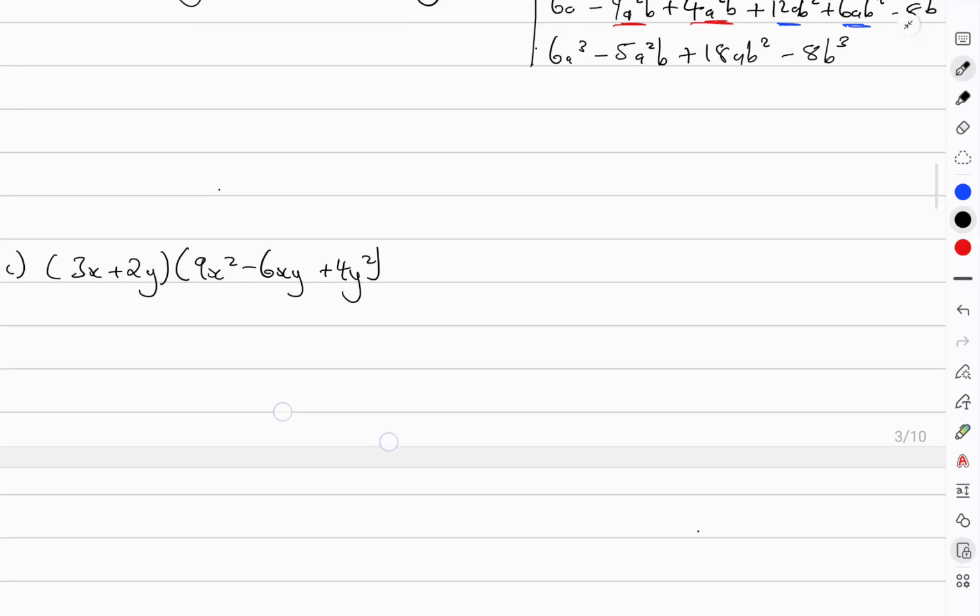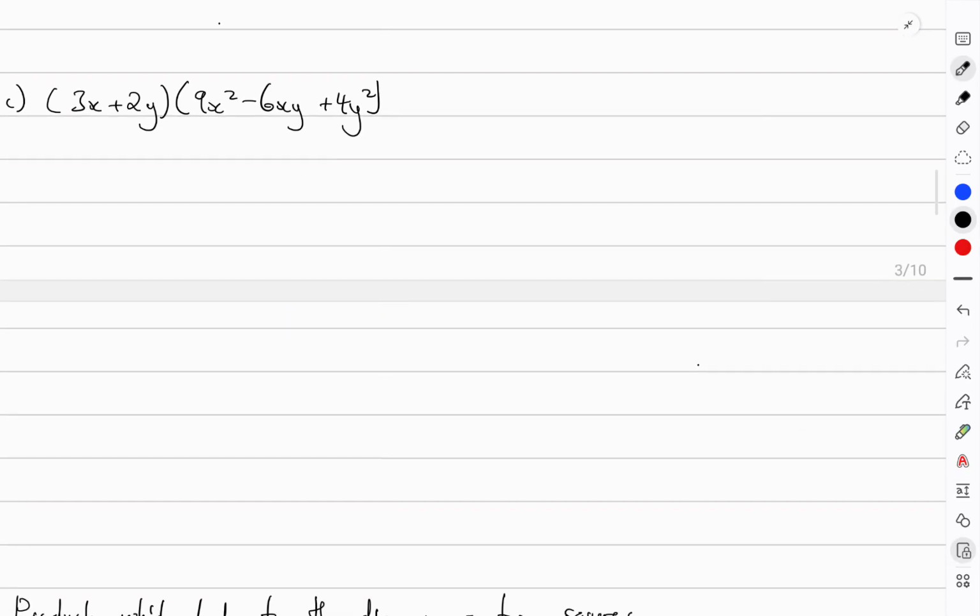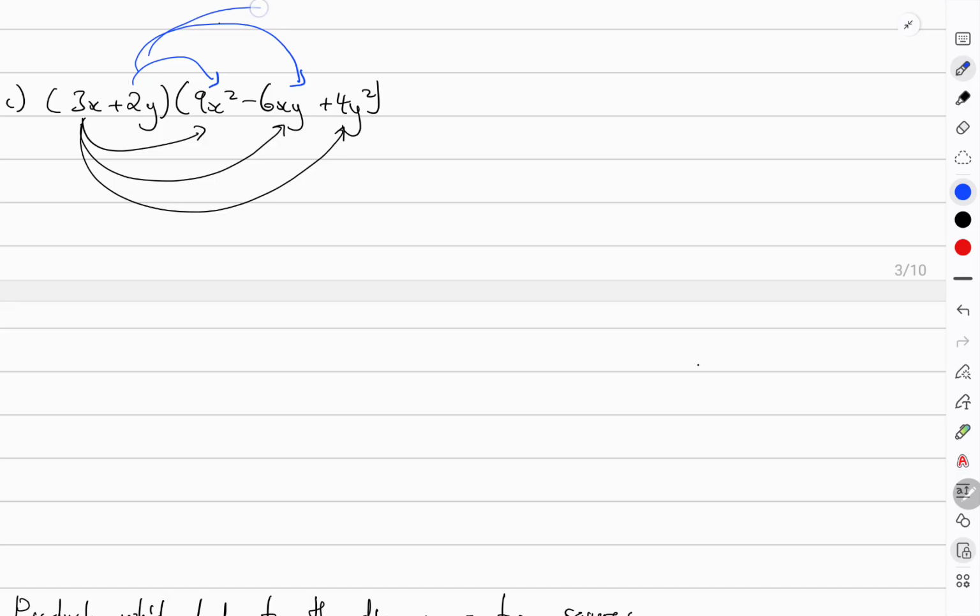Let us look at the last one, distributive law again. The 3x will multiply the 9x squared. The 3x will multiply the negative 6xy. The 3x will multiply the term. Then after, the 2y multiplies this term. The 2y multiplies that term. The 2y multiplies that term, right? So this is what I'm going to have.